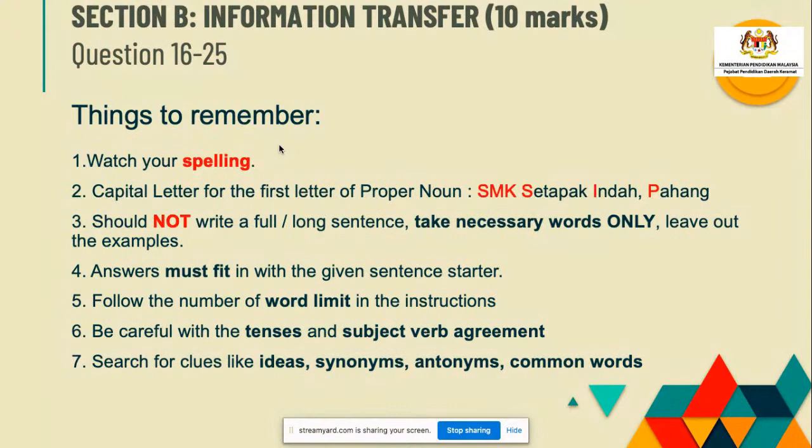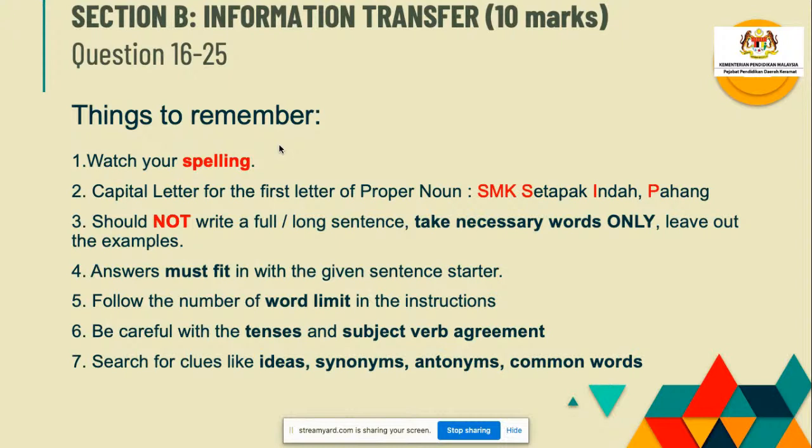Okay? Okay, number two, you need to remember to write your proper nouns correctly. You need to know by now how to write proper noun correctly. Proper nouns means kata nama khas. Kat mana yang perlu ditulis huruf besar, mesti ditulis huruf besar. Contohnya nama khas, nama sekolah. Okay, nama sekolah saya ni SMK Setapak Indah. So SMK Sekolah Menengah Kebangsaan, S huruf besar, M huruf besar, K huruf besar, Setapak Indah S huruf besar dan I huruf besar. Itulah cara menulis kata nama khas dengan betul. That's how you write a proper noun correctly.